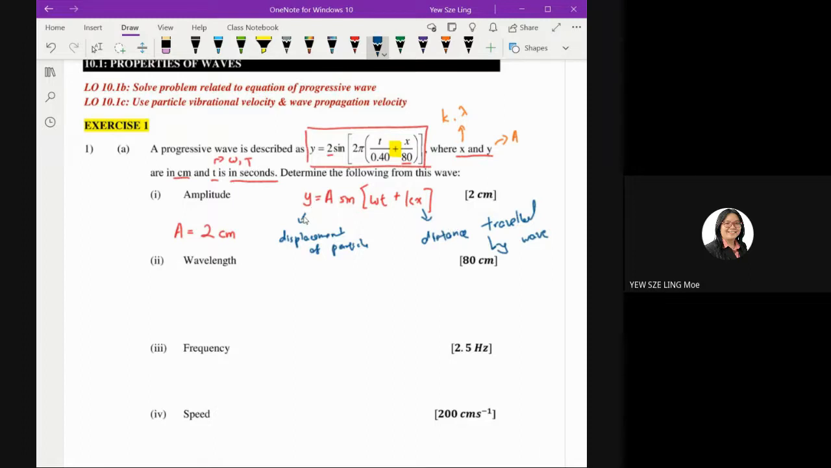So you look at the question. Sometimes questions might ask you to calculate displacement, sometimes the distance. So you need to know which one. You need to know which one is distance and which one is displacement.